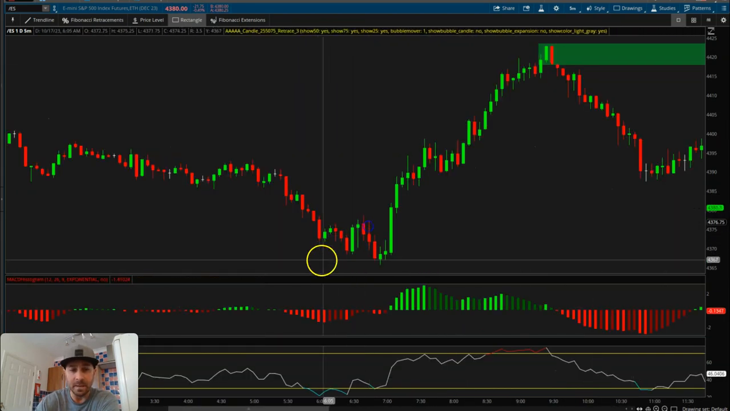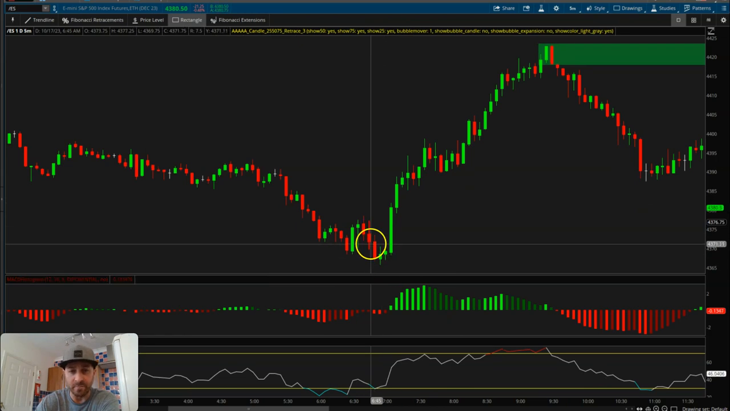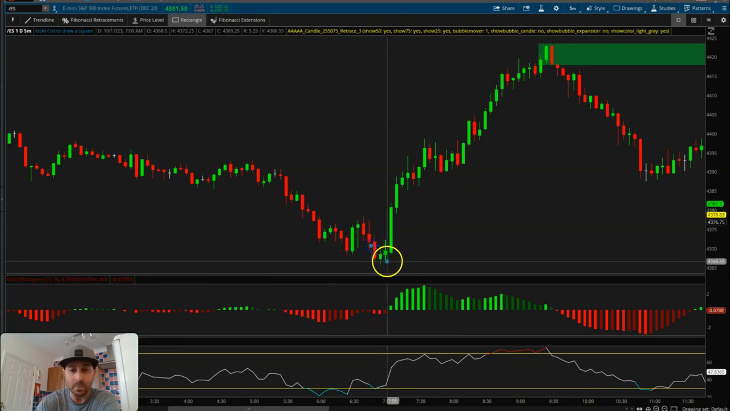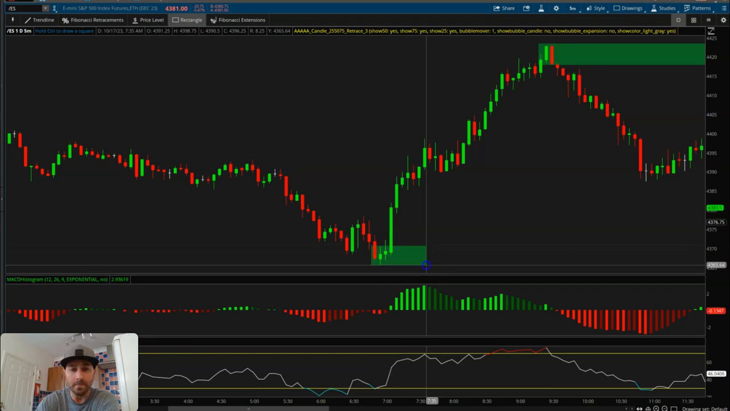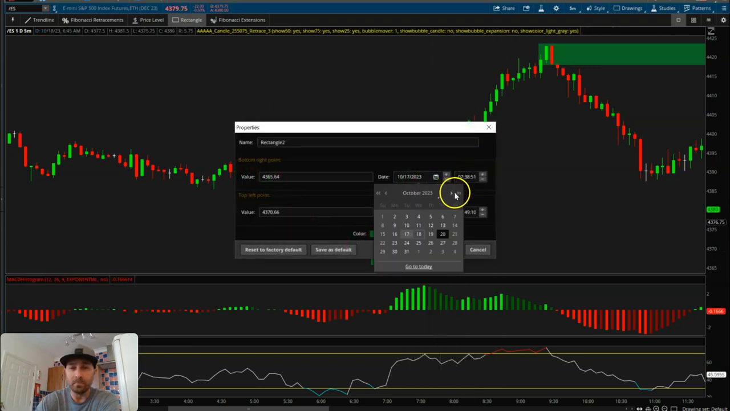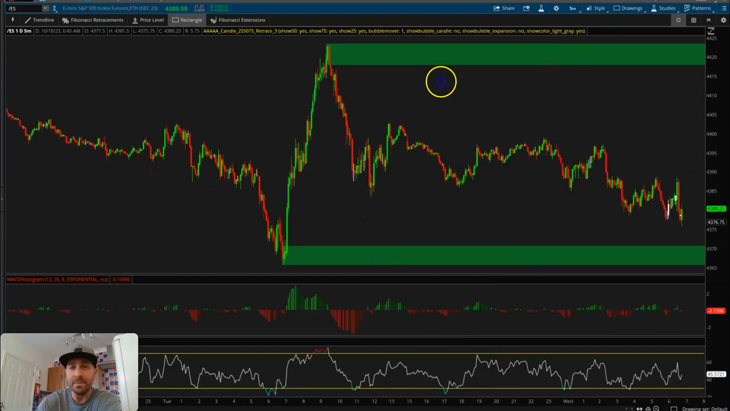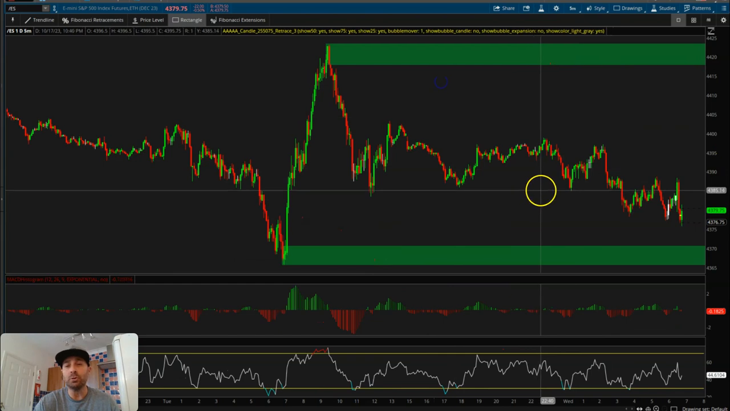Then I zoom down here. I'm going to take this candle, the very last candle that made the low. Do the same thing and expand this. This one I'll do a month. You could do either, and then zoom out. And now we actually have our supply and demand zones. We have levels that we could trade against.